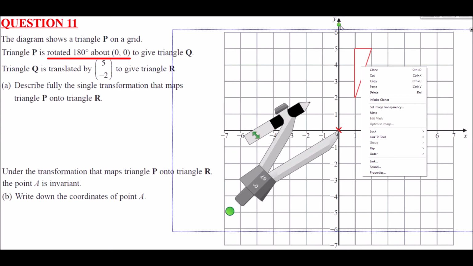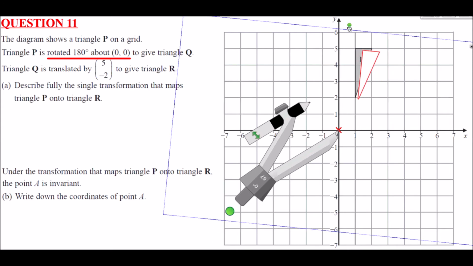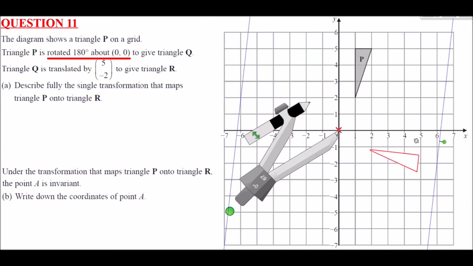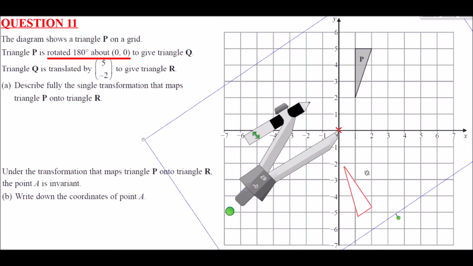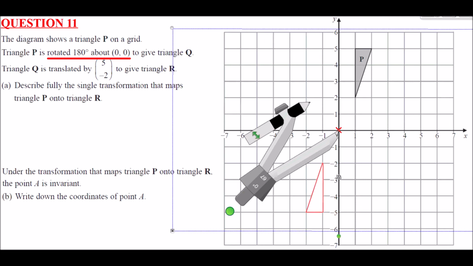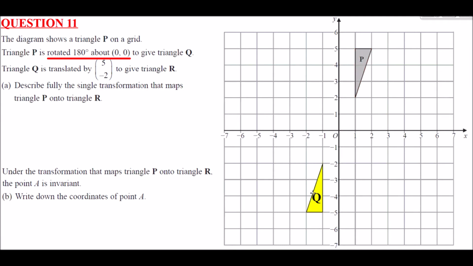So we get the tracing paper, and then we're going to just do a quarter of a turn like this, go again for another quarter turn to make a full half, we get that the triangle P should be down here. So what we do next is we go over triangle P and label it on the grid as triangle Q. So that's triangle Q. Next, we're told about a translation.